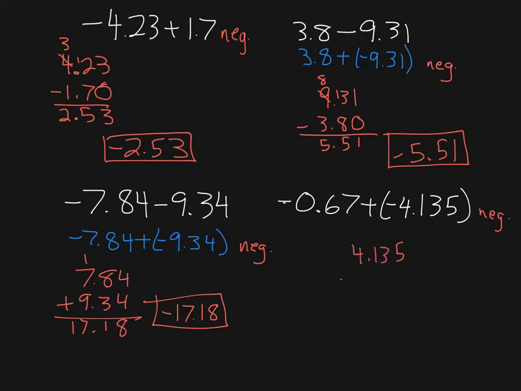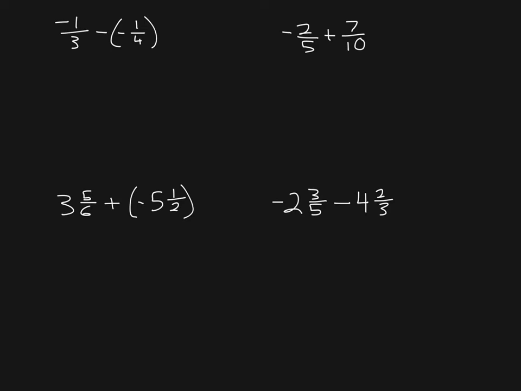4.135 plus 0.670. 5 plus 0 is 5. 3 plus 7 is 10. It's going to give me 8. There's my decimal. And 4. Negative 4.805 is my answer. All right.